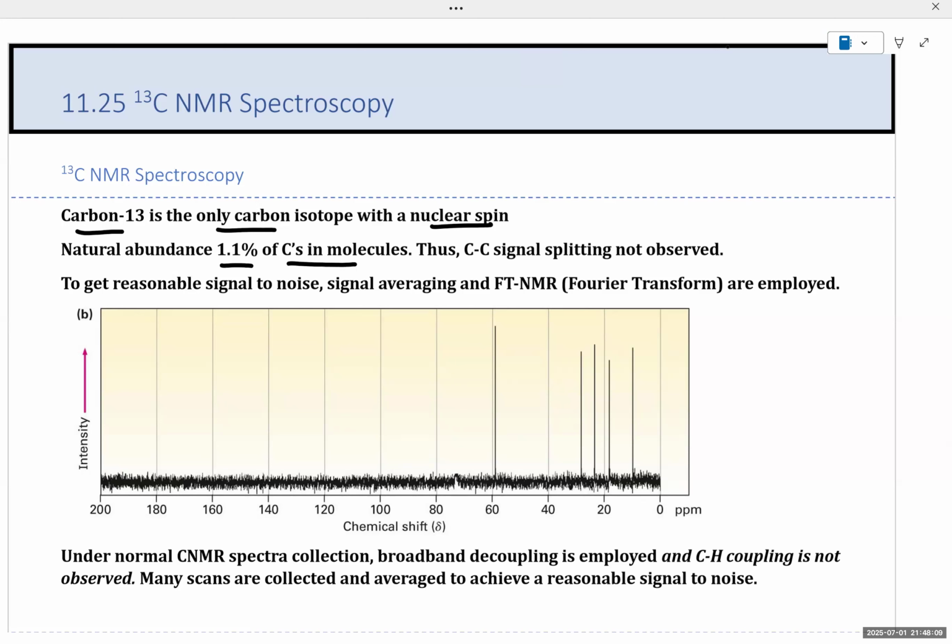As a result of this low natural abundance, carbon-carbon signal splitting is not observed. Further, to get reasonable signal to noise, signal averaging and Fourier transform NMR is employed. Here's what a carbon-13 NMR spectra looks like.